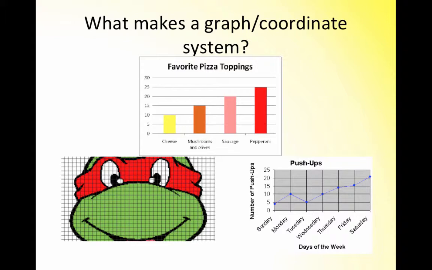We are going to discuss what makes a graph or coordinate system. Take a look at the examples that we have here, and we'll discuss some of the similar characteristics that we see in these graphs. Go ahead and take your time if you need to pause it to discuss, or if you want to just keep going, that's fine.